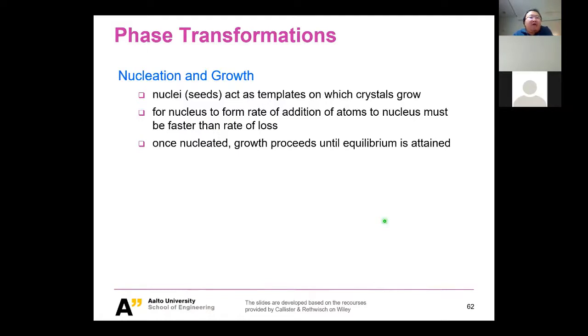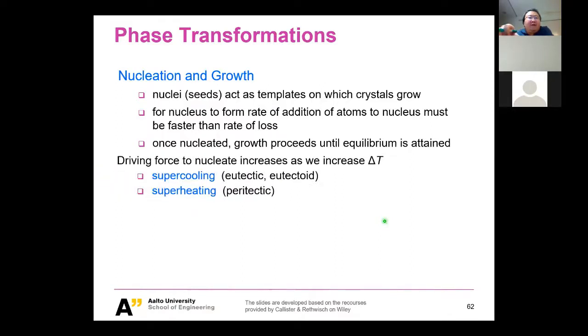So nucleation basically is to have some seeds. You saw those small crystals or particles growing from a liquid or from one solid solution. That is called nucleation. And based on this nucleus, you will basically get your atoms, your phase, to grow. So that is the growth phase. So we have these two phases for the phase transformation.